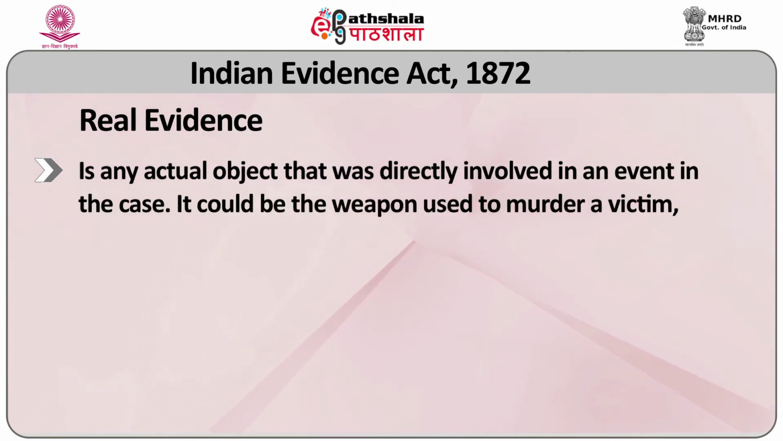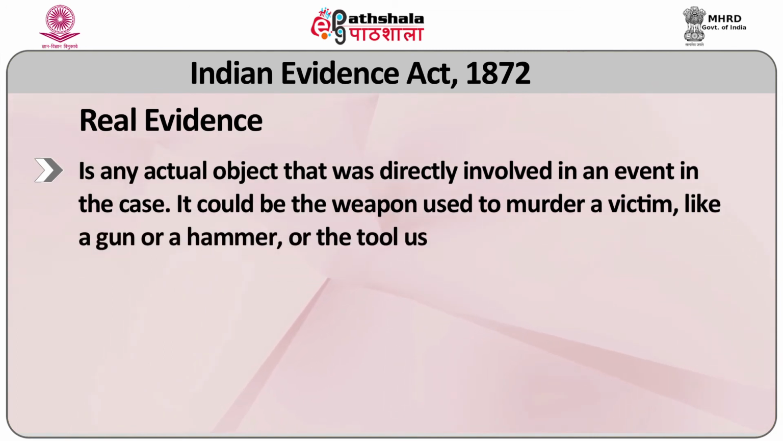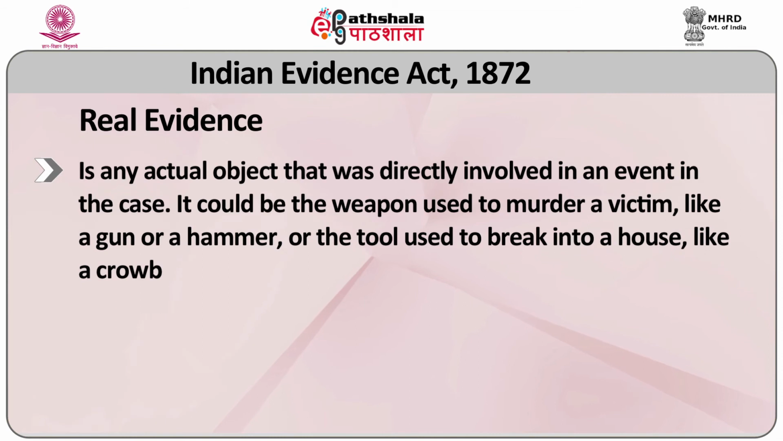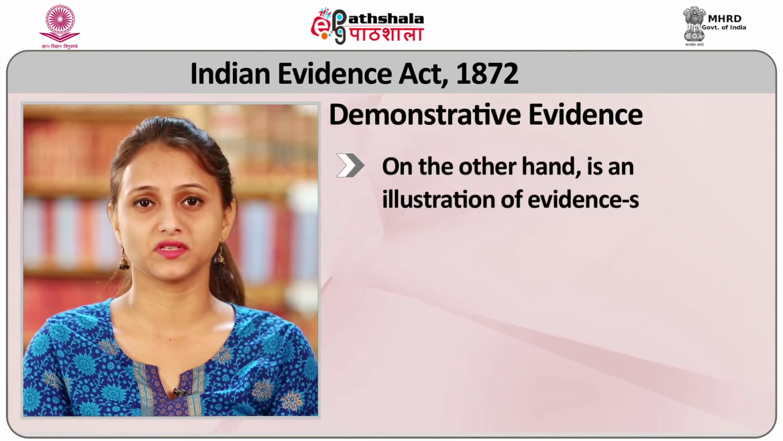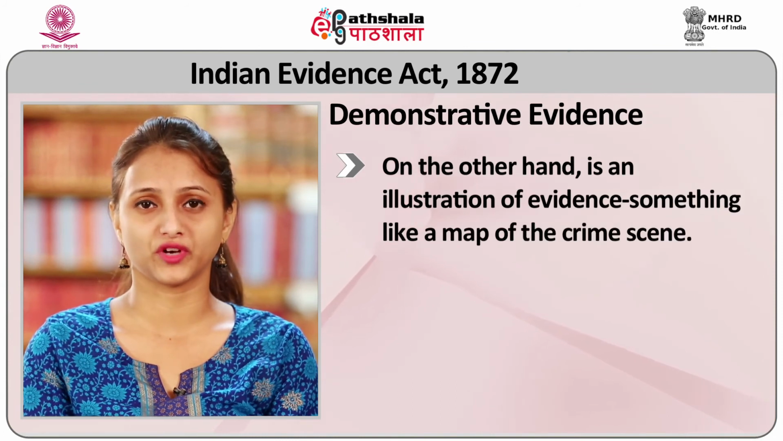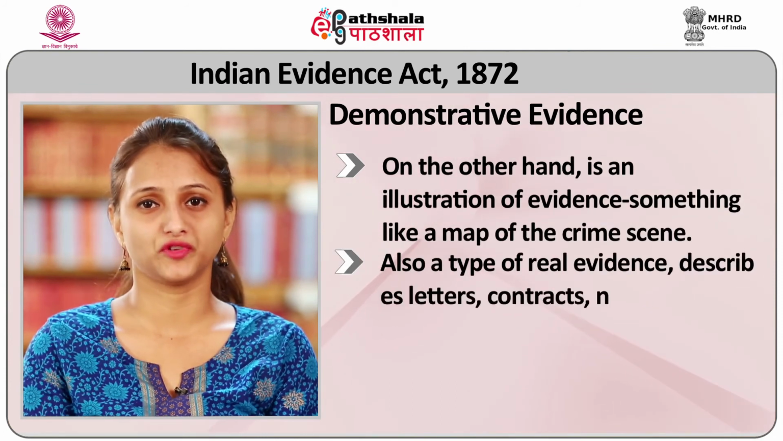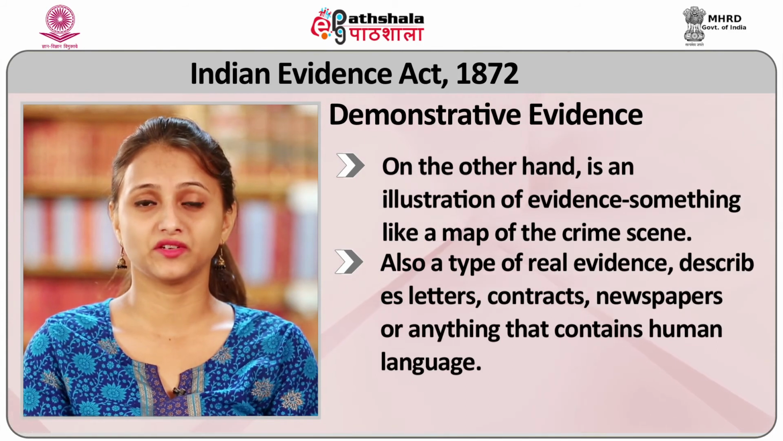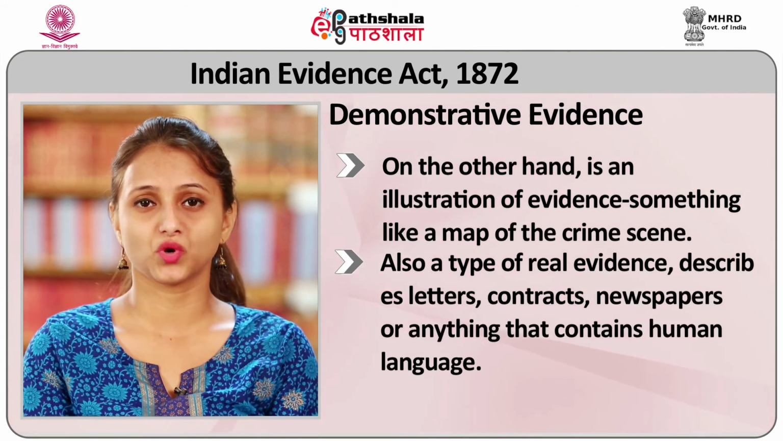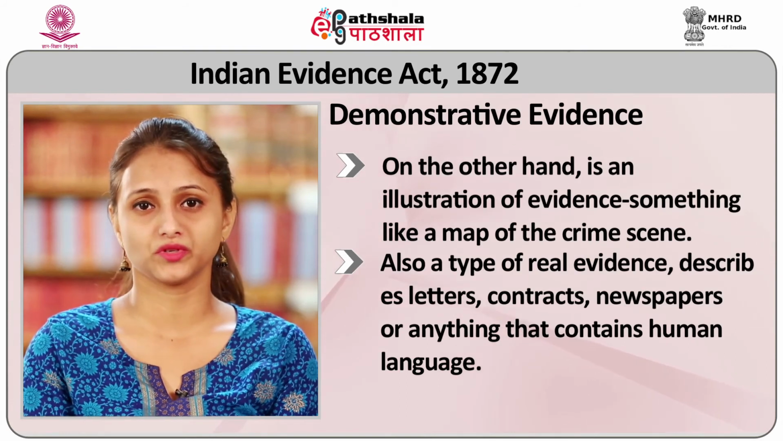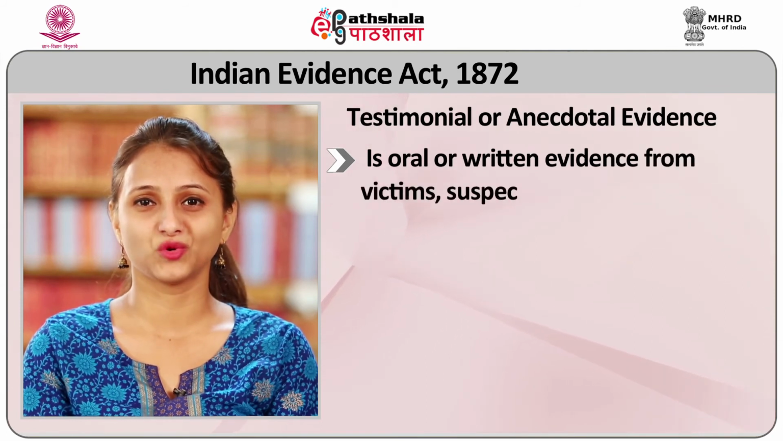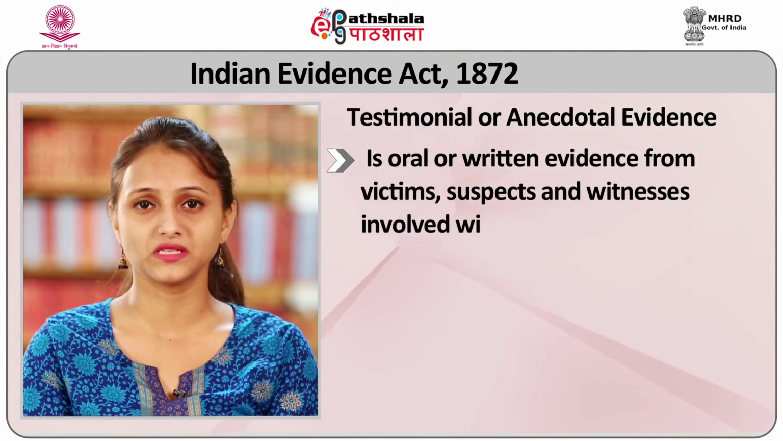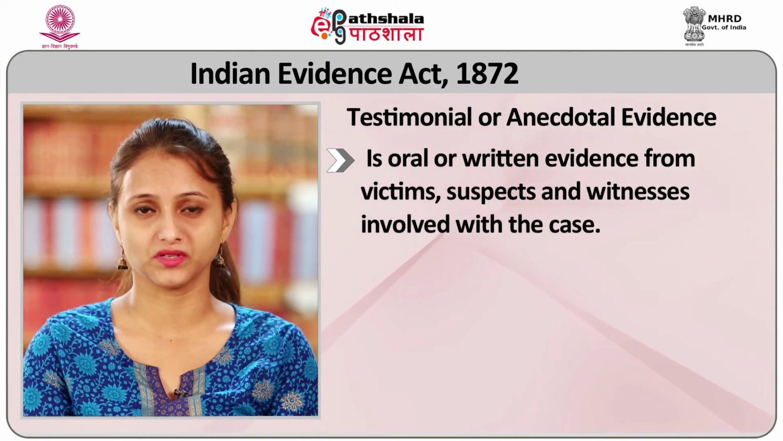It could be the weapon used to murder a victim, like a gun or a hammer, or a tool used to break into a house, like a crowbar. Next, demonstrative evidence, on the other hand, is an illustration of evidence, something like a map of the crime scene. Documentary evidence, also a type of real evidence, describes letters, contracts, newspapers or anything that contains human language. The next, that is testimonial or anecdotal evidence, is oral or written evidence from victims, suspects and witnesses involved with that case.